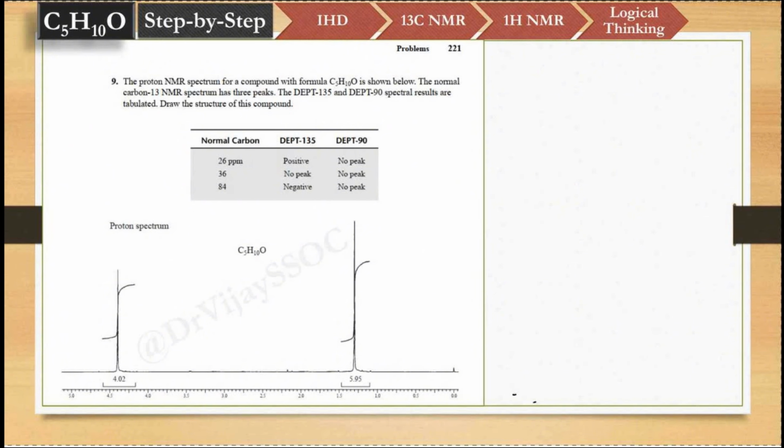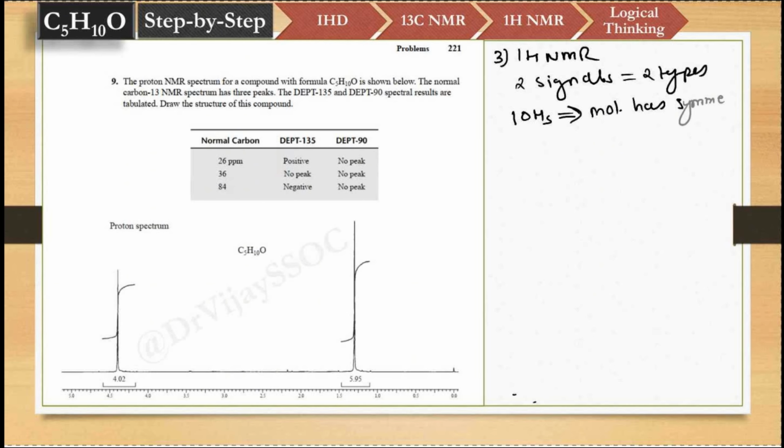Now we are going to interpret the 1H NMR. In 1H NMR, we are seeing 2 signals. So 2 signals means there are 2 types of hydrogens. But the molecular formula has 10 hydrogens. So this clearly implies that the molecule has a plane of symmetry. I repeat, the molecule has a plane of symmetry.